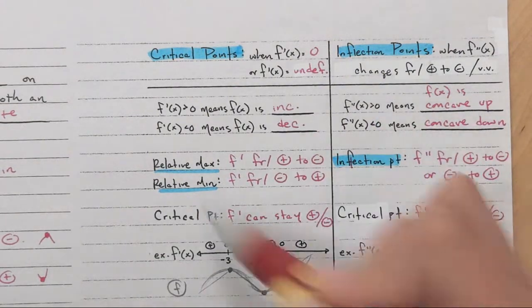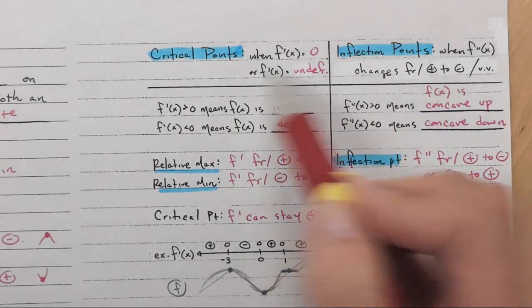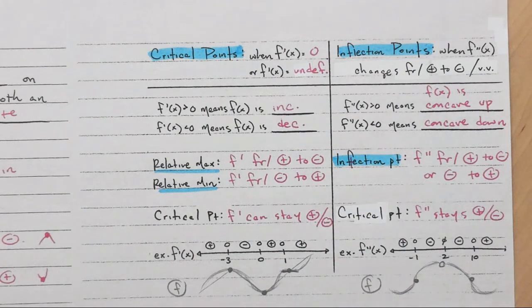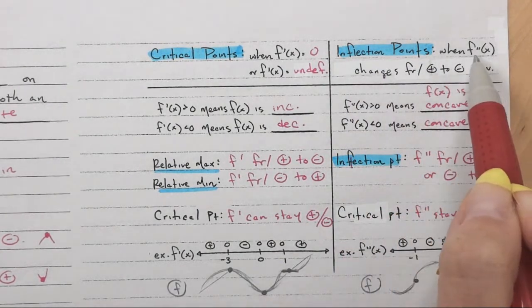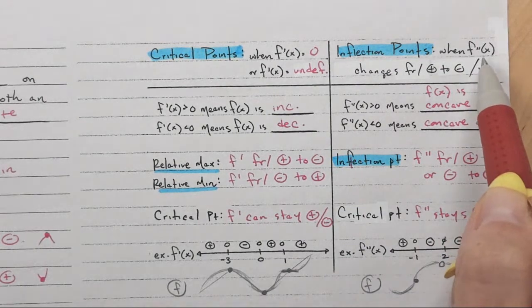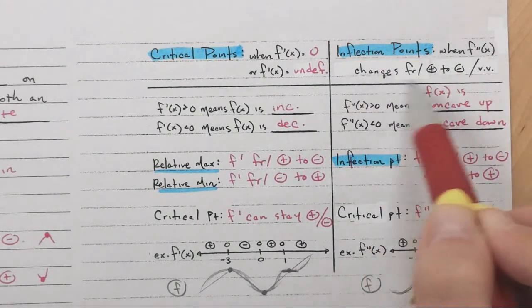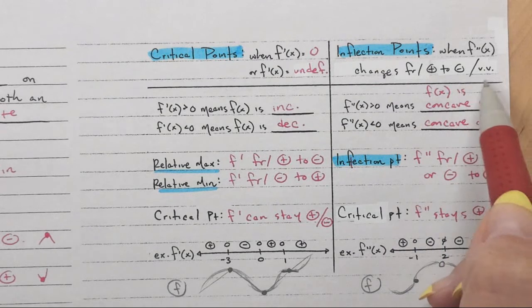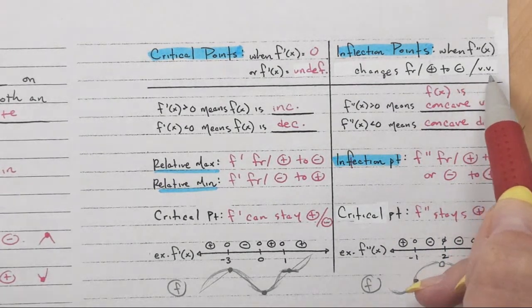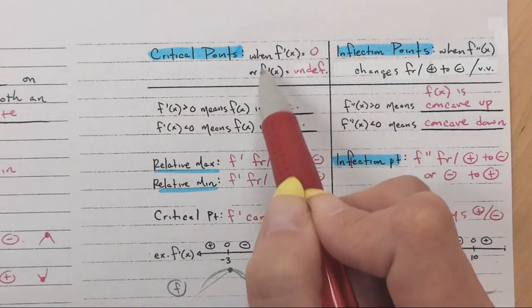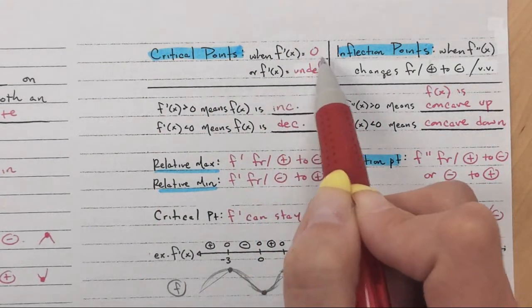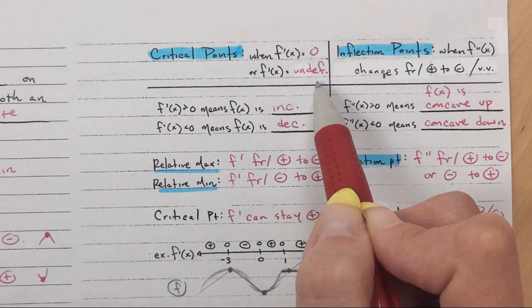So these are all called critical points. Anywhere where something weird happens is basically a critical point. And then I wrote right here for inflection points, that's when your second derivative, so think of acceleration, changes from positive to negative or vice versa. So I wrote VD, but that's like or from negative to positive, okay? So again, critical points is when your first derivative or your second derivative equals 0 or is undefined.